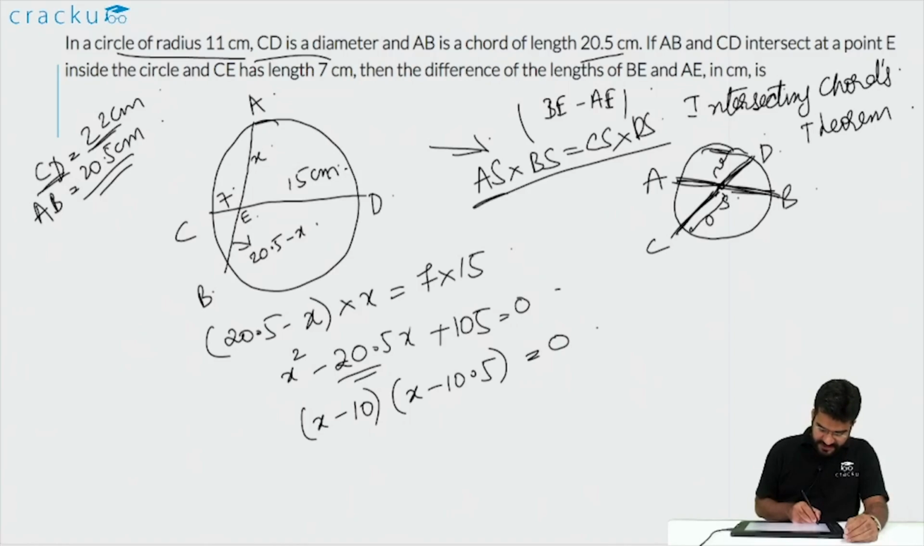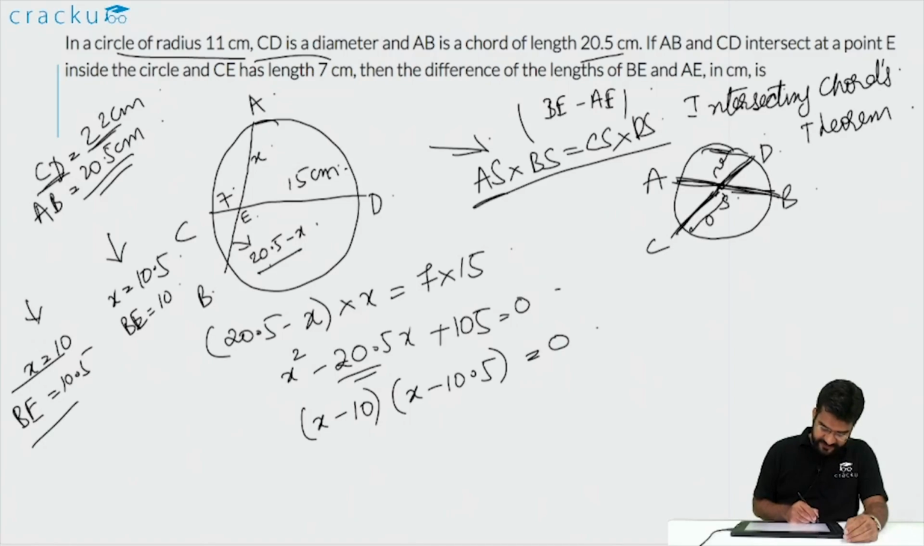So it has two solutions. Solution 1 is that x is equal to 10 and solution 2 is that x is equal to 10.5. Therefore, the length of AE is either 10 centimeters or 10.5 centimeters. In this case, the length of BE is equal to 20.5 minus x, which is equal to 10.5. And in this case, the length of BE is again equal to 20.5 minus x, so BE is equal to 10. In both the cases, the difference between the two line segments BE and AE will be 10.5 minus 10, which is equal to 0.5 centimeters. So the answer in this case is 0.5 centimeters.